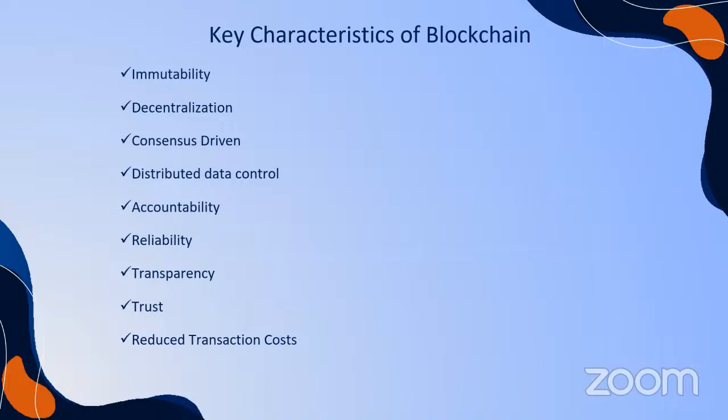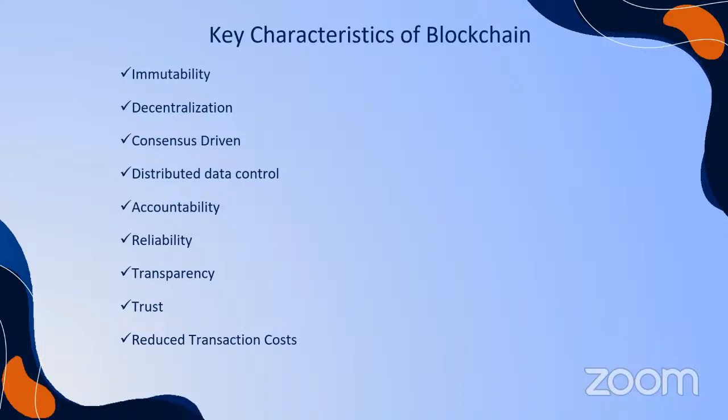Now, the characteristics of the blockchain. Recording the right data through the blockchain will help in annual cost savings and provide a tamper-proof ledger, with other benefits such as immutability, decentralization, consensus algorithms and protocols, distributed data control, reliability, accountability, transparency, trust, and reduced transaction costs.